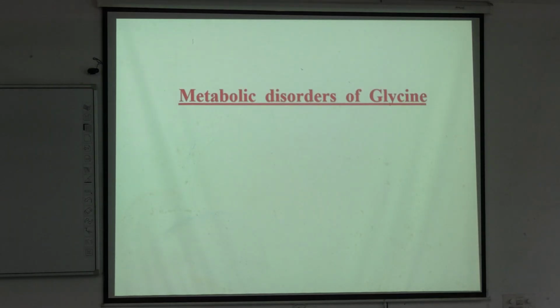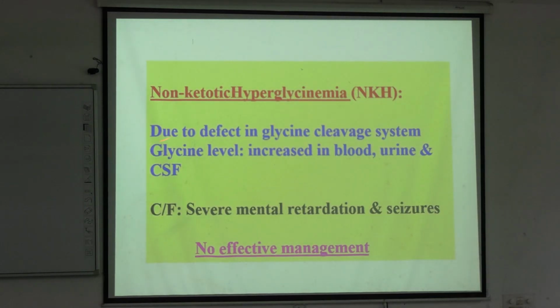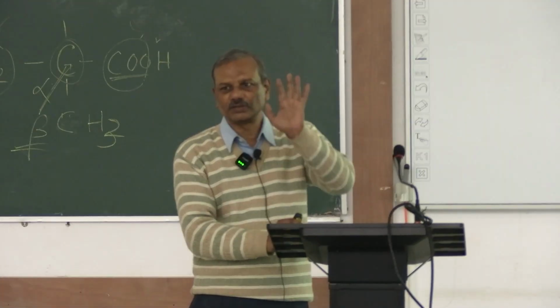Now, metabolic disorders of glycine, only two. What is non-ketotic hyperglycinemia? If there is a defect in the glycine cleavage system, glycine will not be able to break down. So then there will be hyperglycinemia. There is one form of hyperglycinemia which is associated with ketosis. That's why its name is non-ketotic. That is a separate disorder.